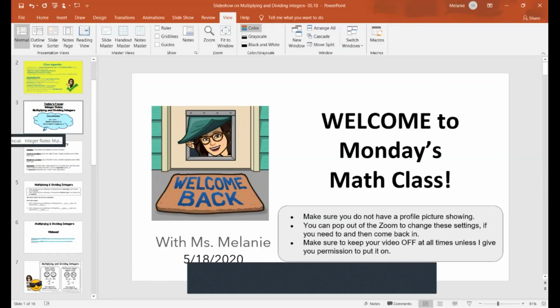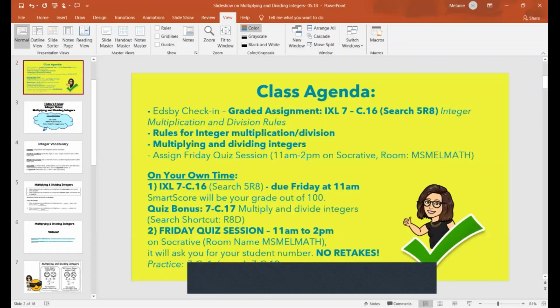And they're easily searchable. Okay, so today's agenda, we're going to be learning, and then on your own time, you're going to be doing IXL, and then your quiz session is Friday. You have an IXL skill that's for a grade out of 100, and then you have a quiz bonus skill, okay? And that is, again, 5R8 is the one for a grade, and then R8D is the one for quiz bonus credit. I have a question here, I just want to see here. All right, guys, if your screen sharing is blurry, that's just an internet issue, either on your end or mine, and there's nothing I can really do about that.